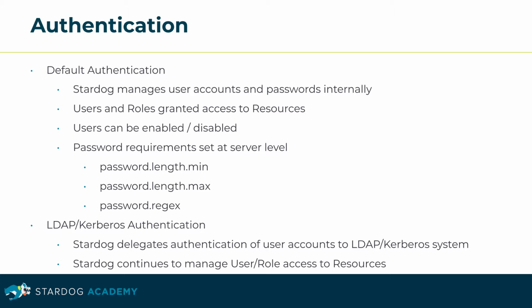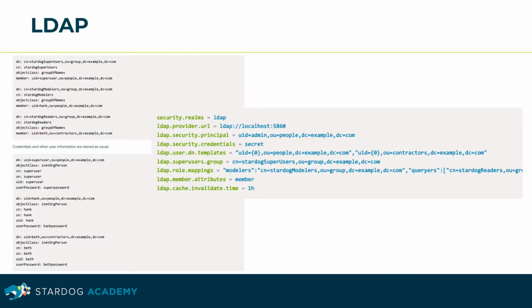When delegating authentication to an external LDAP or Kerberos system, Stardog no longer manages user accounts. It instead uses specific system properties to retrieve the user information and role membership directly from the LDAP or Kerberos server. Stardog does, however, continue to manage the specific permissions that given users and roles have on system resources, as this falls under authorization. Here we have a simple example of integrating Stardog with an LDAP server for authentication.